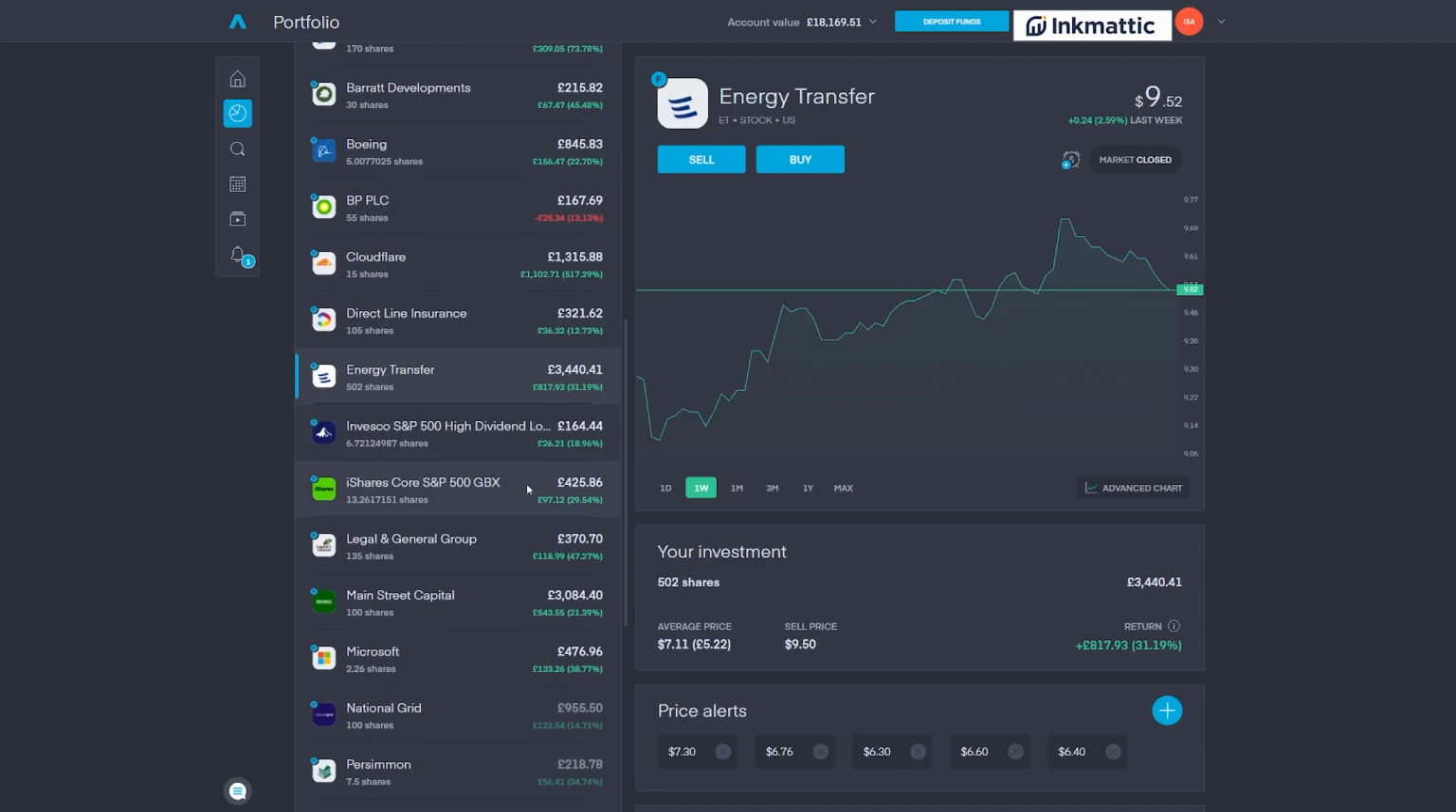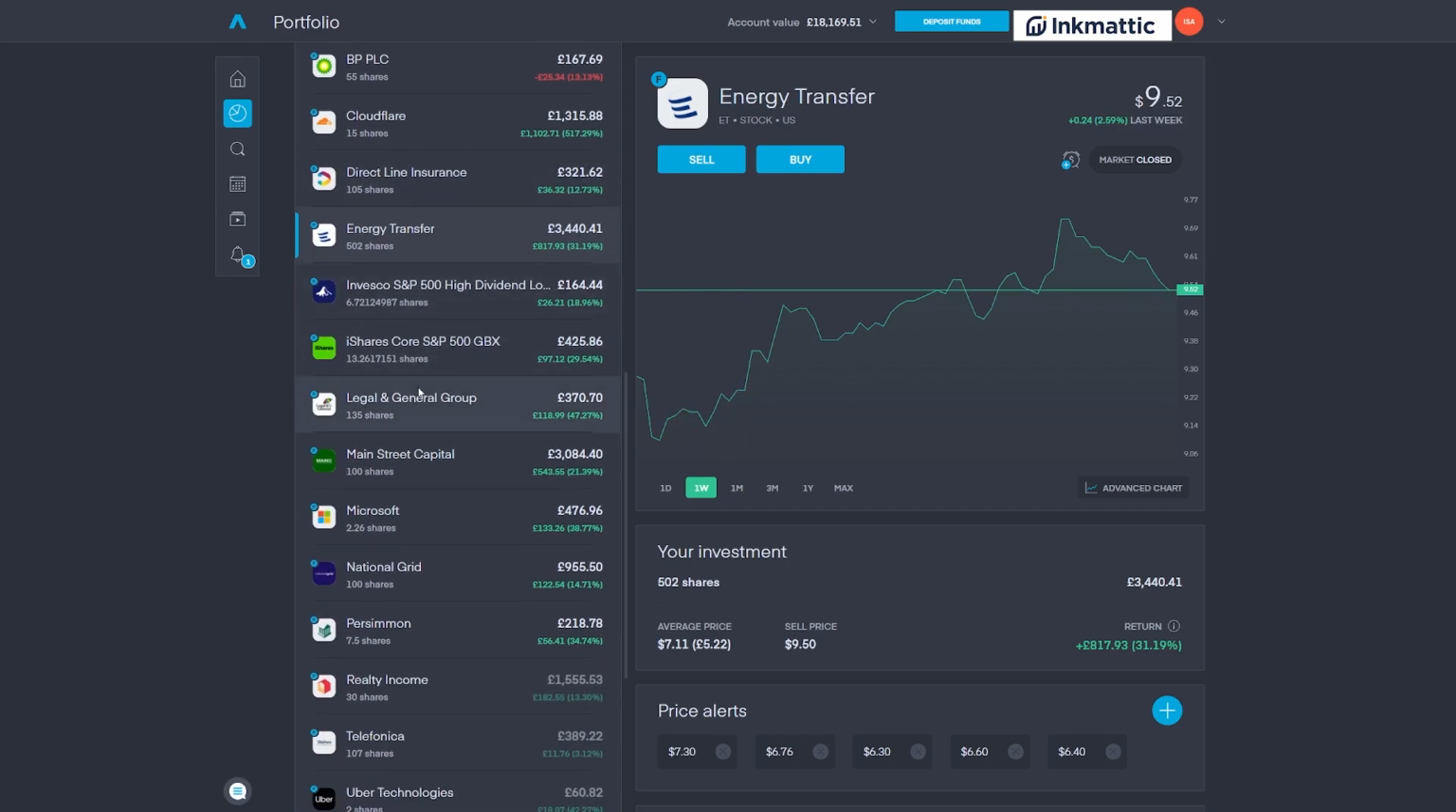So Energy Transfer has had a decent week. It is up 2.59%. It is heading in the right direction, and I am expecting a dividend payment, well, return of capital payment at the end of this week. So hopefully early the following week, Trading 212 pays it into the account. I should be expecting around $76 on this one.